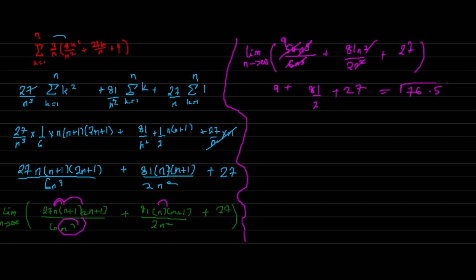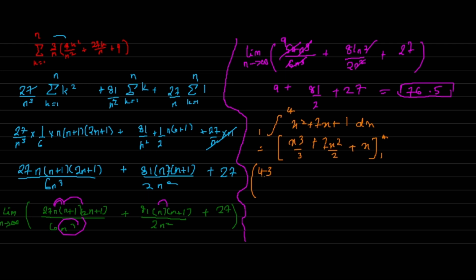76.5. And now, just to confirm we've done everything correctly, we're going to integrate the expression we had as a definite integral from 1 to 4, x squared plus 7x plus 1 dx, which gives us x cubed over 3 plus 7x squared over 2 plus x, from the limits 4 to 1. So you get 4 cubed over 3 plus 7 into 4 squared over 2 plus 4, minus 1 cubed over 3 plus 7 into 1 squared over 2 plus 1.